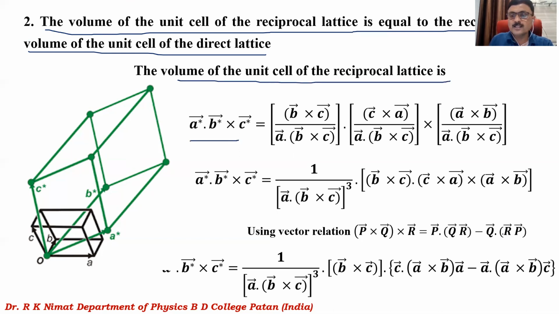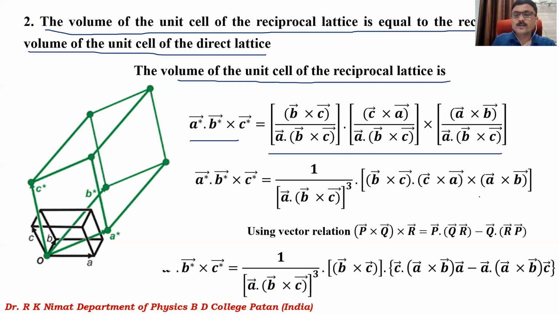which will be given as vector A star dot vector B star cross vector C star, is equal to, by using the values of vector A star, B star, and C star, you will get this term. From this term on the RHS, we can take vector A dot vector B cross vector C as common. Not common, it is multiplication. So it will be the cube of this vector A dot vector B cross vector C, multiplied by this vector B star cross vector C star dot vector C star cross vector A star cross vector A star cross vector B star.